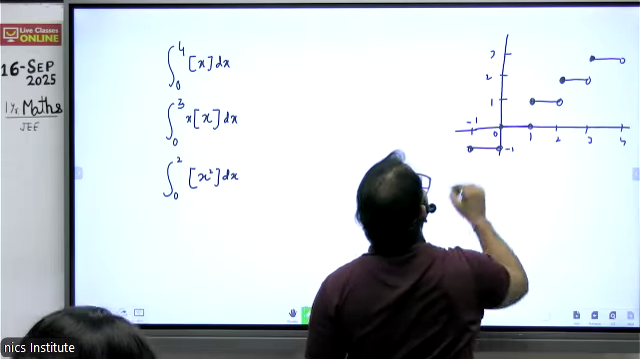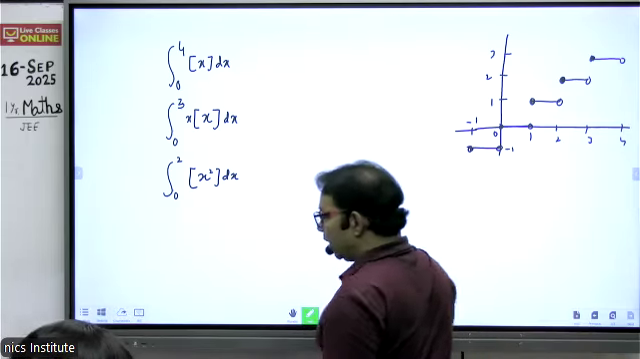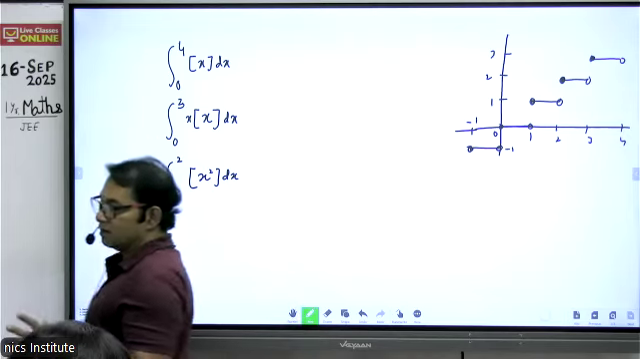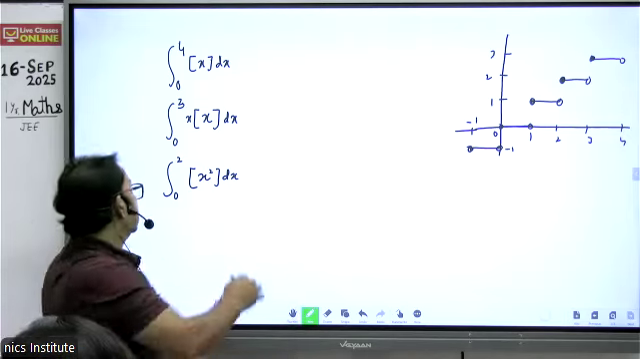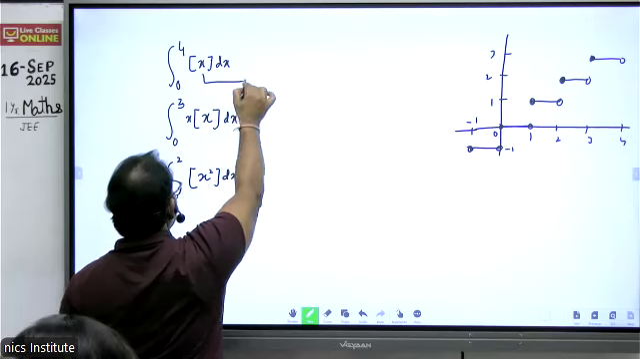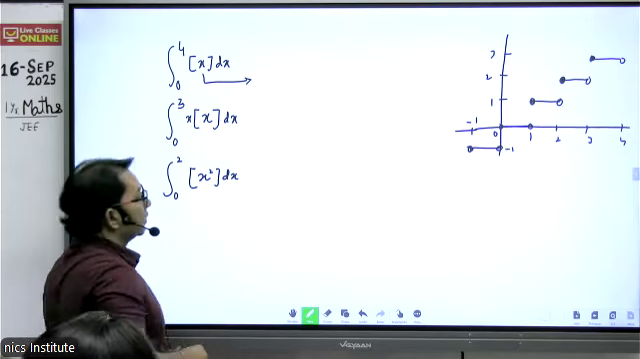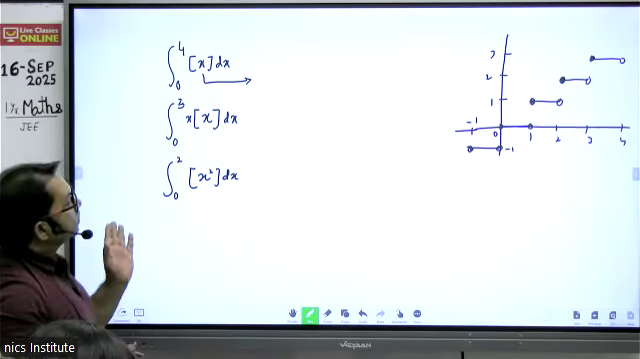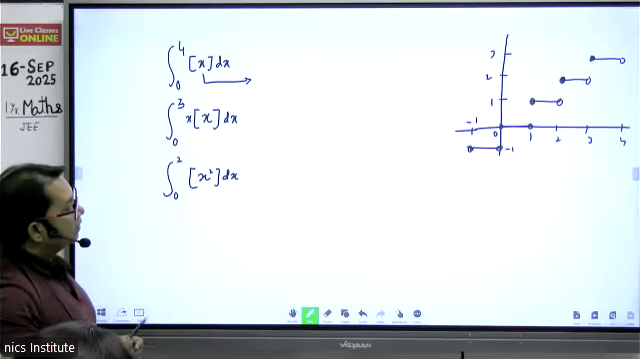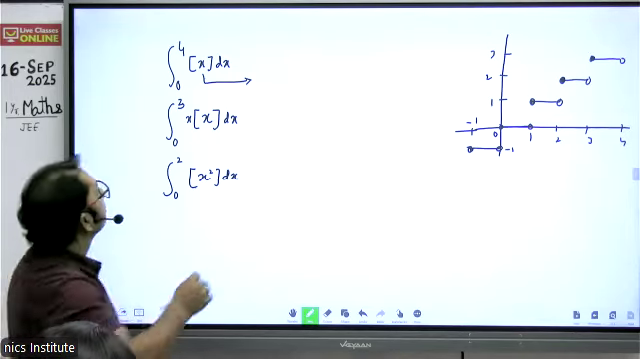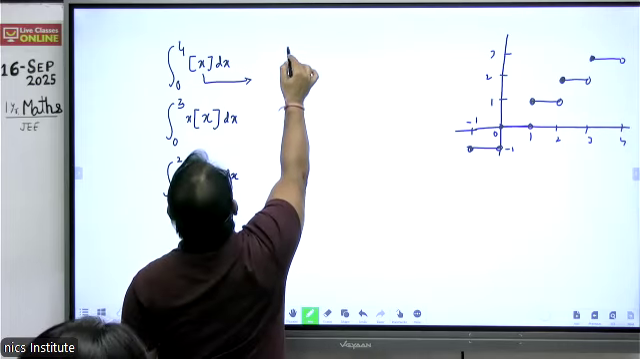Minus 1, minus 1. So you have to break limits in such a way that the term inside is an integer. ये integer होना चाहिए. So between 0 to 4, how many integers are there? 1, 2, 3. So you break the limits like this.